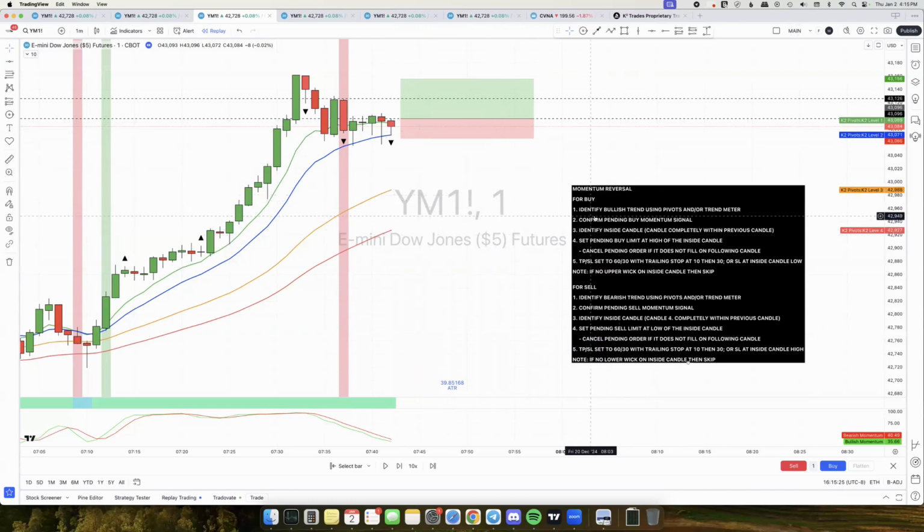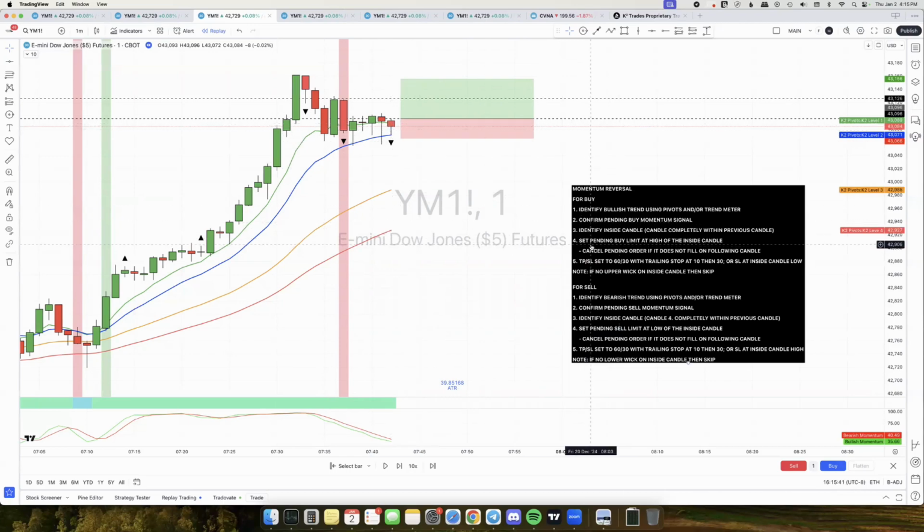Step 1, identify a bullish trend. Price is above the pivots. Trend meter is green. Step 2, confirm a pending buy momentum signal. Right here we have a sell signal. Next signal is going to be a buy, so that's pending. Step 3, identify an inside candle. We have an inside candle right here.